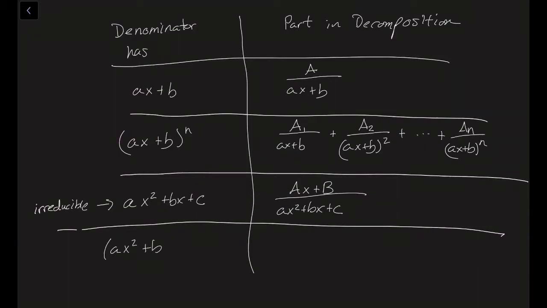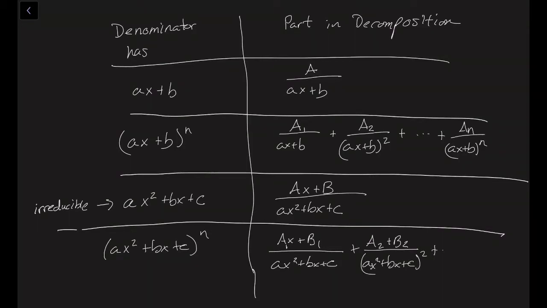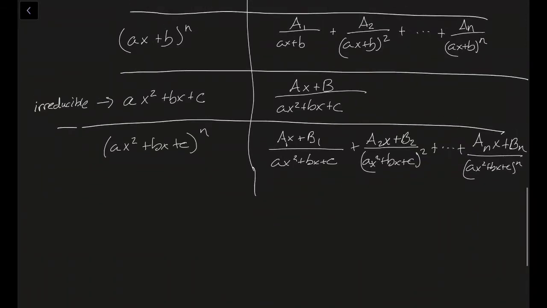And if we have this quadratic, ax squared plus bx plus c, to the nth power, we do the same thing that we did with the linear power, but we have a1x plus b1 over ax squared plus bx plus c, plus, say, a2x plus b2 over ax squared plus bx plus c squared, and we continue that until we have anx plus bn over ax squared plus bx plus c to the nth power. My apologies, earlier this should be a2x plus b2, and this should be anx. And we can continue this process.